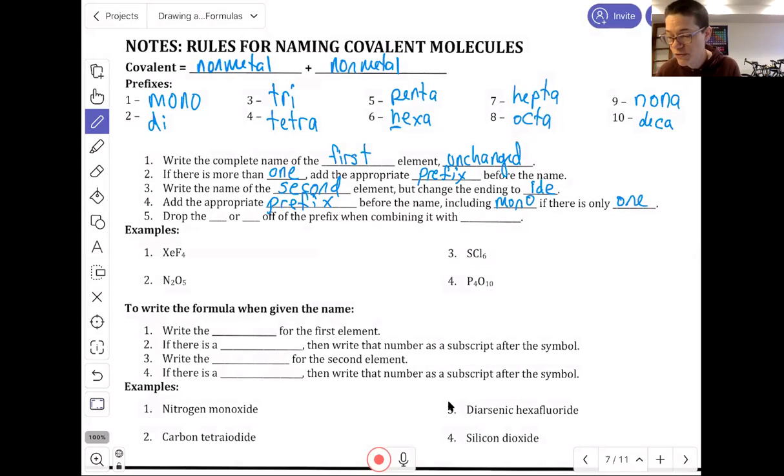And then to keep us from sounding weird and stupid, we drop off the A or the O on the prefix when we combine it with oxygen. Because oxygen already starts with an O, so we don't have a double O. We don't say monooxide. We don't say tetraoxide. We say monoxide or tetroxide. So we just drop that.